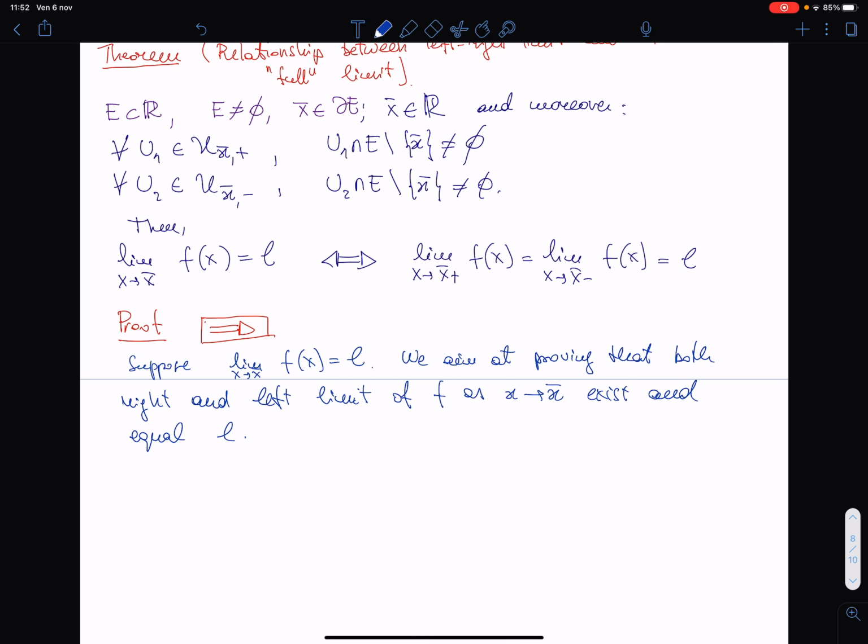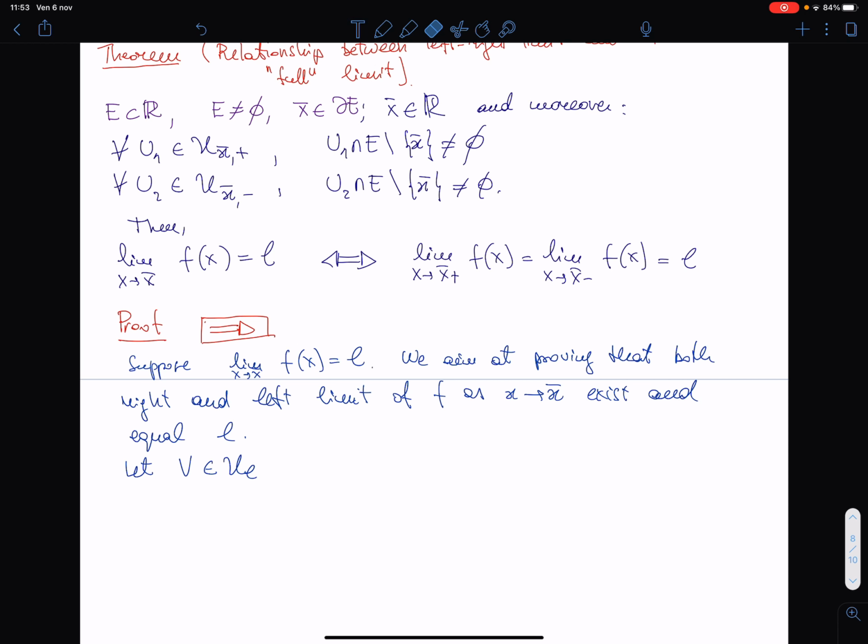So I have to apply the definition of right and left limit. So first of all, I have to start from V, which is an arbitrary neighborhood of L. I specify here that I never said that L must be a real number. L can be plus infinity or minus infinity. So when I say a neighborhood of plus infinity, I mean a set that contains a right half line in the real line. So be careful about that. Okay, V is a generic neighborhood of L, regardless of the fact that L is finite or not.